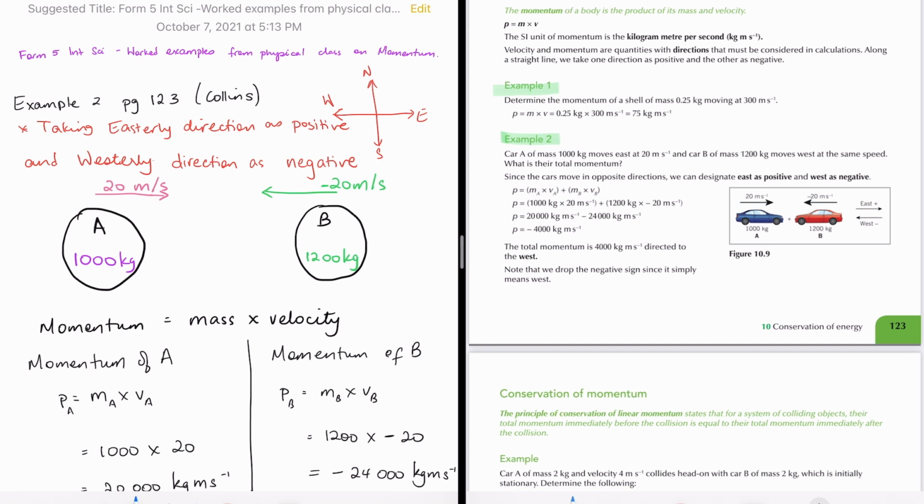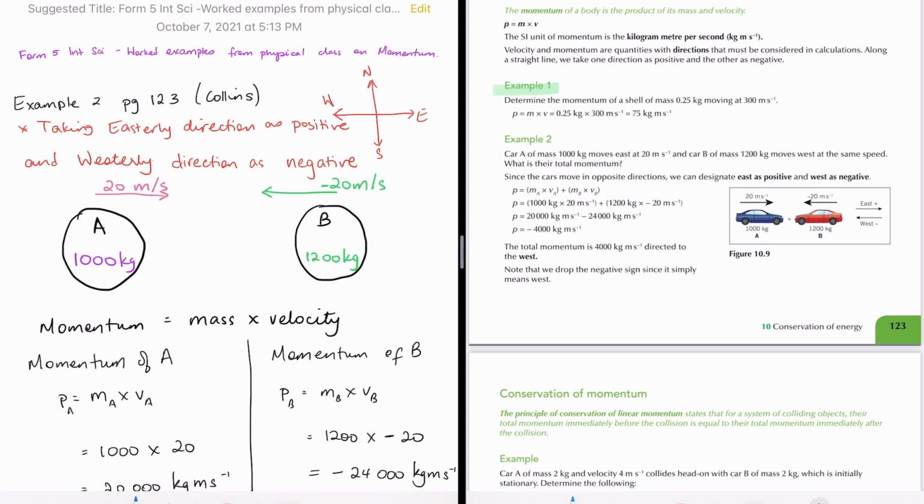The first example is very straightforward. It's just learning how to apply the formula. In order for us to get the unit of momentum, we will multiply the units of each of the different parameters. So momentum is P equal to the mass multiplied by the velocity of your object or your body that is in motion. From here, we would have seen that mass is given as 0.25 kilograms and velocity is given as 300 meters per second.